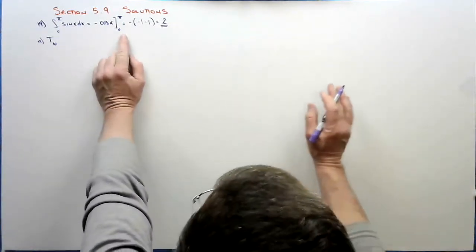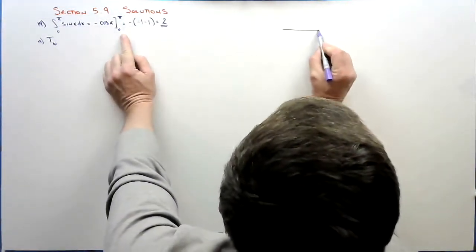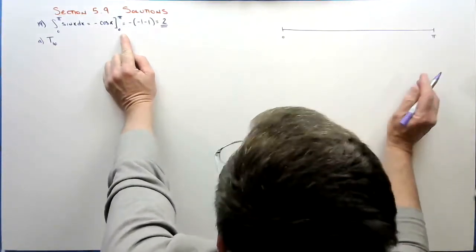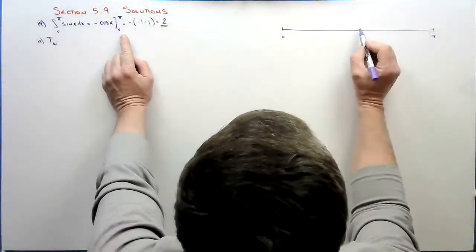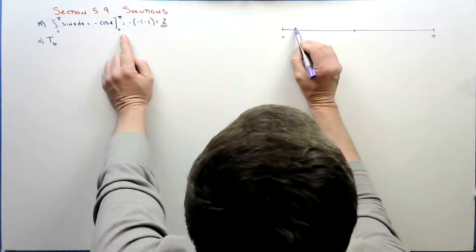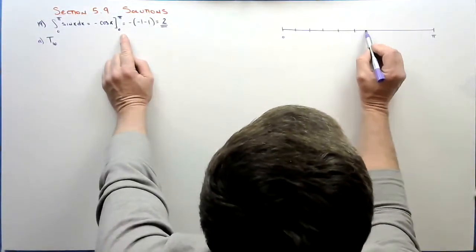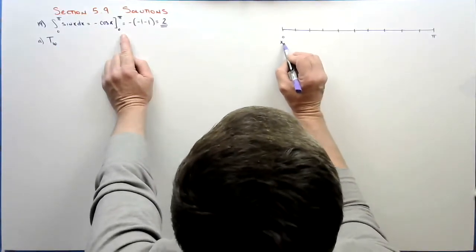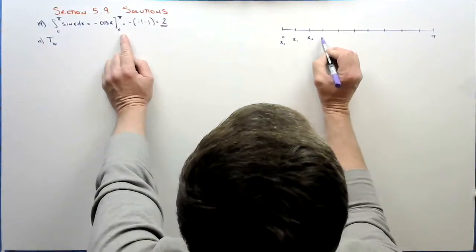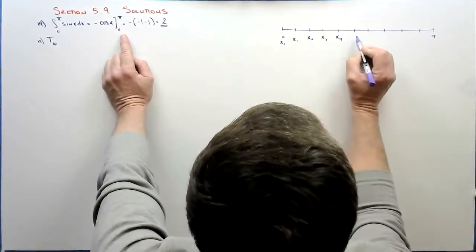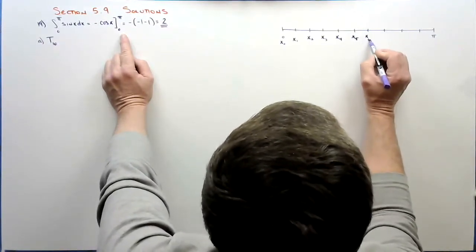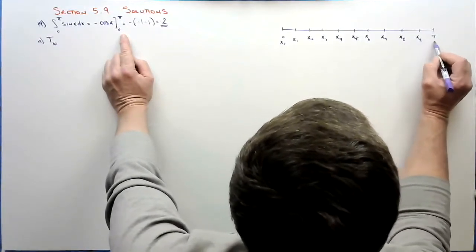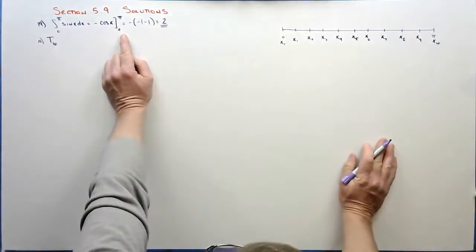Now, where our integral goes from 0 to pi, we want 10 subintervals. So we're going to split this into 10 pieces. So we're going to have x sub 0, x sub 1, x sub 2, x sub 3, x sub 4, x sub 5, x sub 6, x sub 7, x sub 8, x sub 9, x sub 10, right?